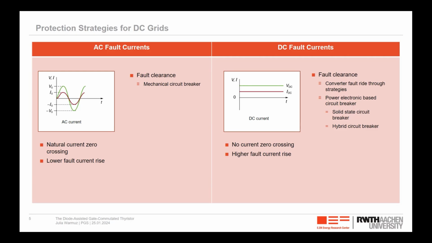But also what I want to mention is that in DC fault interruption, we have the main problem that the fault current rises very fast. In AC, we mostly have longer time spans until we can interrupt a fault.